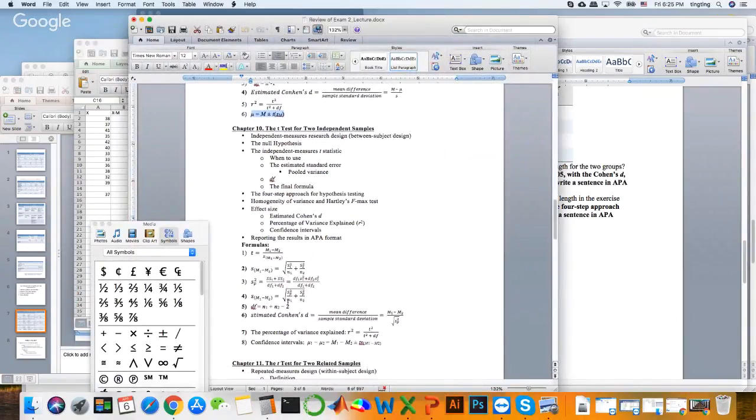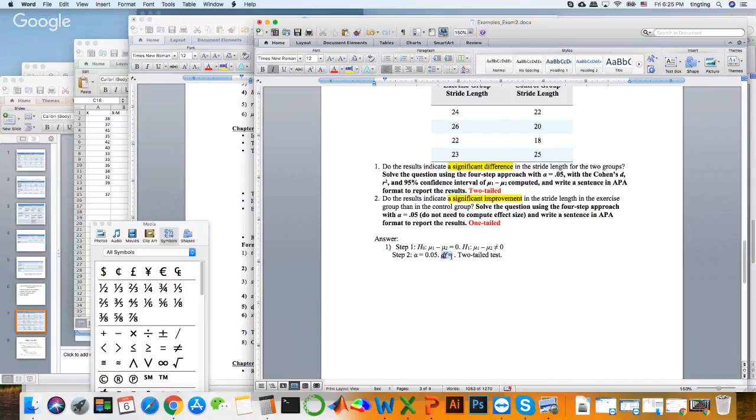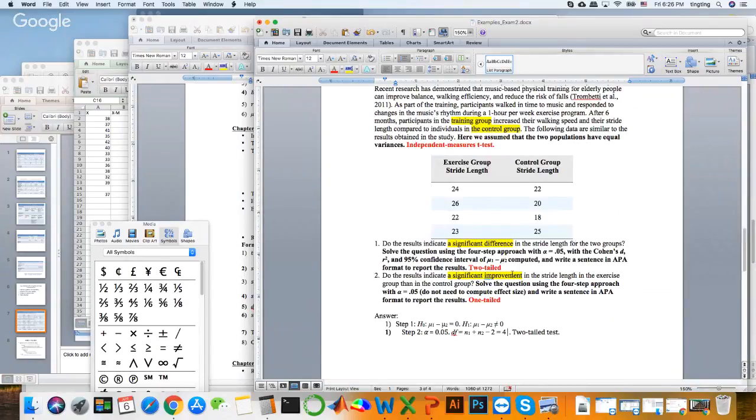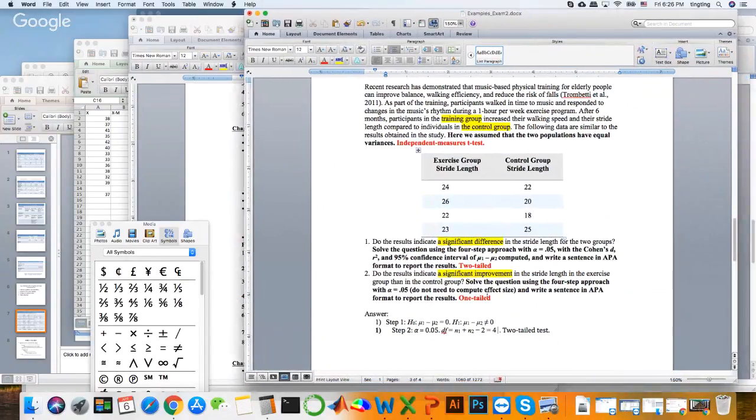For the two-sample t-test, degrees of freedom equals n1 plus n2 minus 2. N1, we know it's 4 because we have 4 scores. N2, we also have 4 scores, minus 2, which equals 6. A two-tailed test. So we have all the information to determine the critical region.